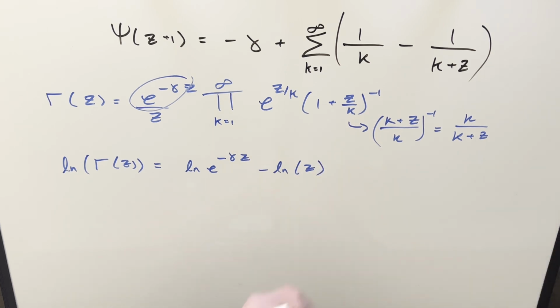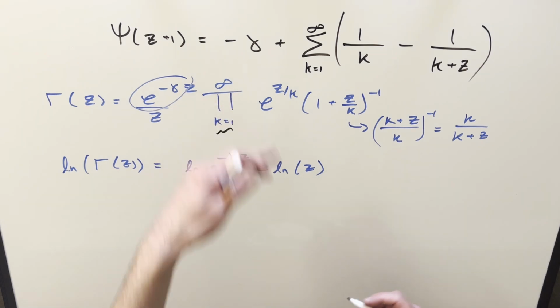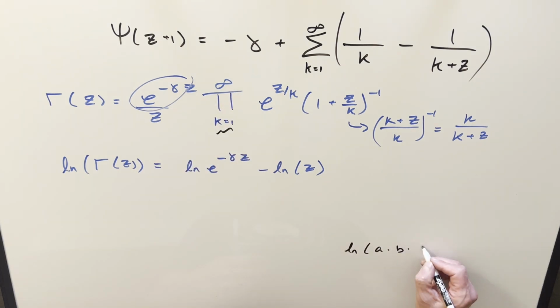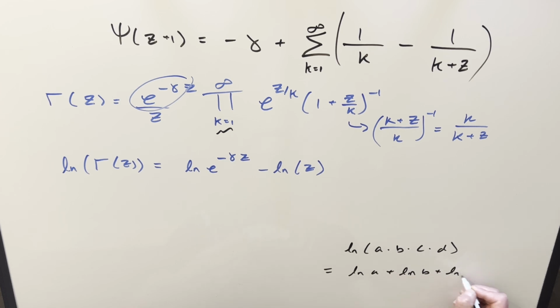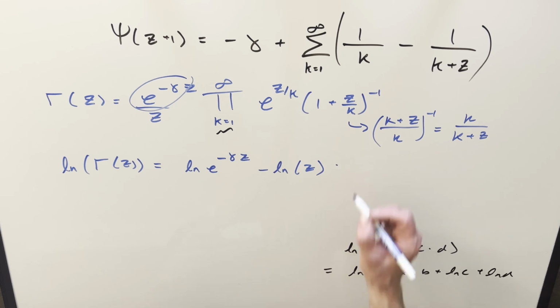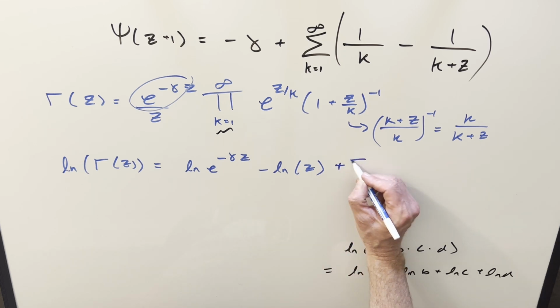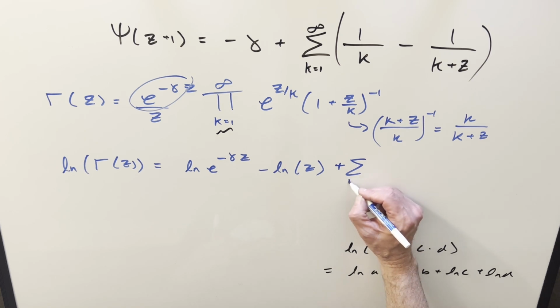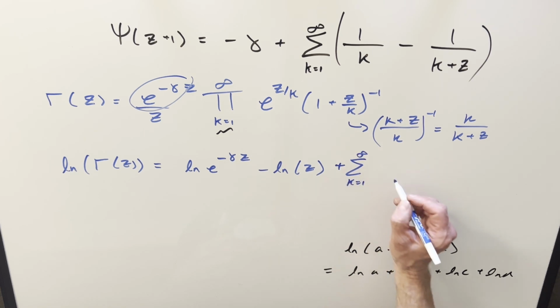We'll have natural log of z. And then over here, because we have the product symbol, when you take the natural log, if we're multiplying all this stuff, it's kind of like the situation if you have natural log of a times b times c times d. You can turn this into a sum and break it up like ln a plus ln b plus ln c plus ln d. So doing the same thing on this, we'll just add this as now we're summing all these terms, breaking up each one like this, going from k equals 1 to infinity.